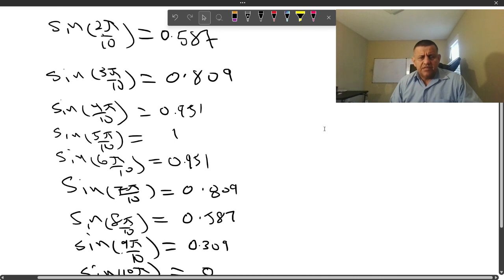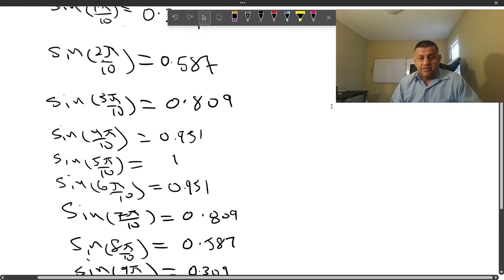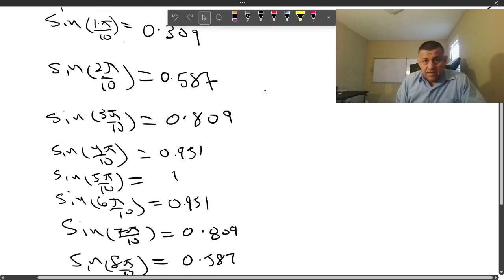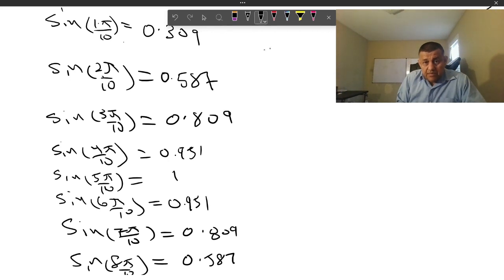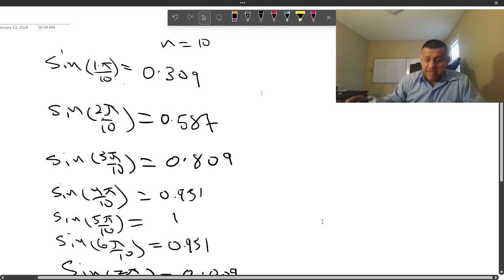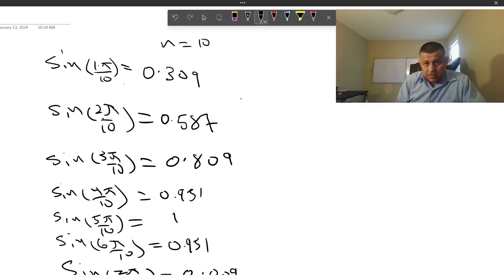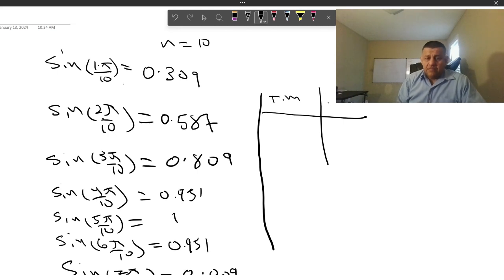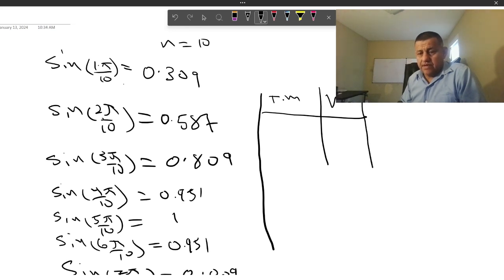Now let's put this in the table, right? So now let me do a table right here. Let me make it kind of good space, so I don't have to deal with that tiny little space, because I think this software is giving me a hard time. So we have time, and we have voltage, right? And then we have V square.